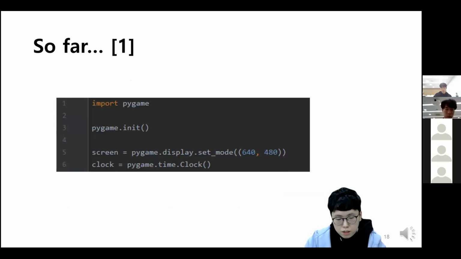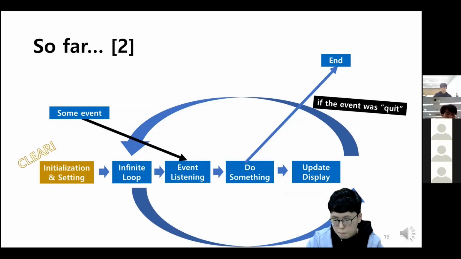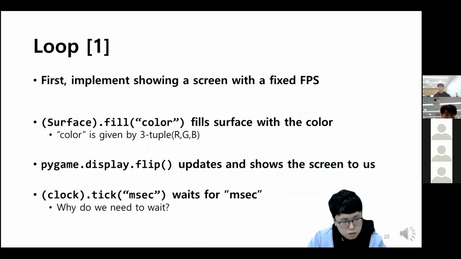So far we did the basic initial setting. We set the module, we set the display, and then we set the clock. And now we turn on the infinite loop and make the end condition, because before the end condition is met, the infinite loop will keep working.